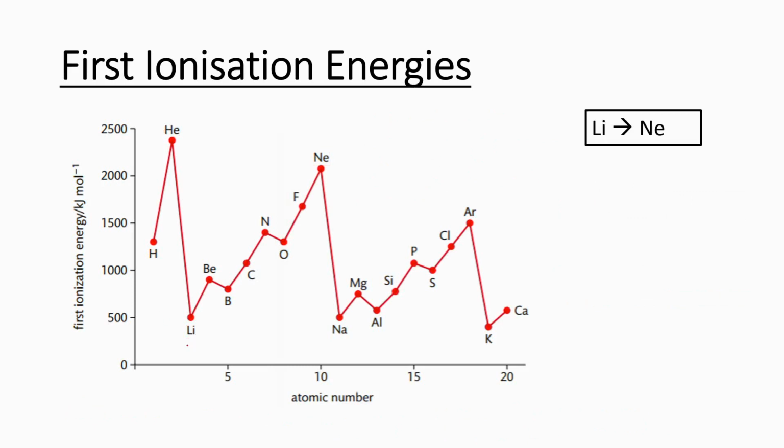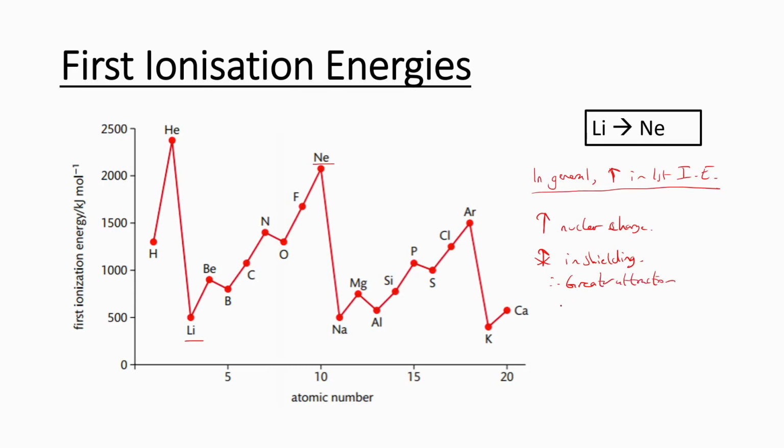Now let's go from lithium to neon. In general, there is an increase in the first ionization energy. Why is that? Because there's an increase in nuclear charge, there is no increase in shielding, and so there is a greater attraction between the nucleus and the outermost electrons, and it requires more energy to remove them. So these are the points we need to talk about.